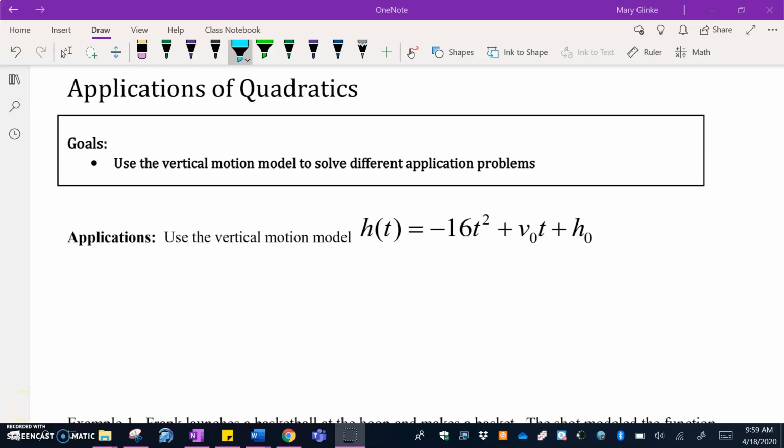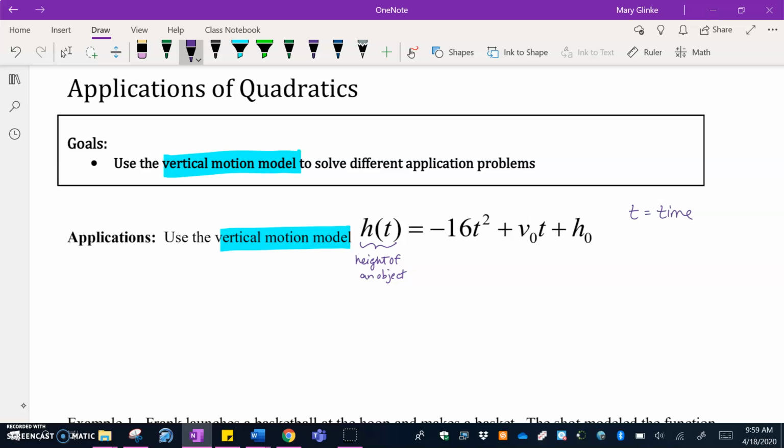Hello. Today we're going to be talking about applications of quadratics, specifically with the vertical motion model. So you can see the vertical motion model down here is h of t equals negative 16t squared plus v naught t plus h naught. Now h of t represents the height of an object at a specific time. Time is your independent variable. That's your x value. That's where you see t. T is standing for time in this one.